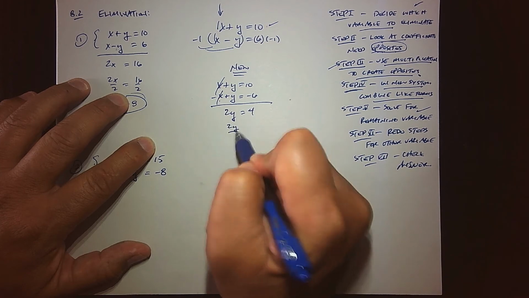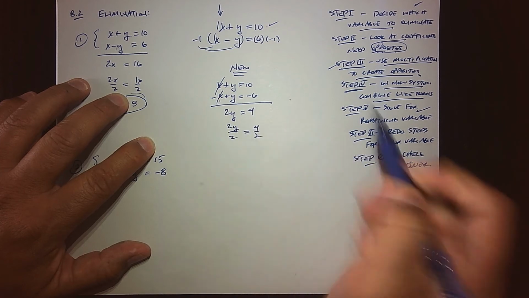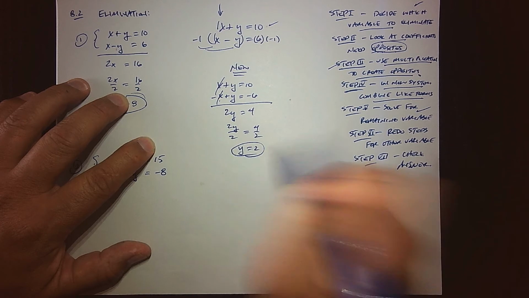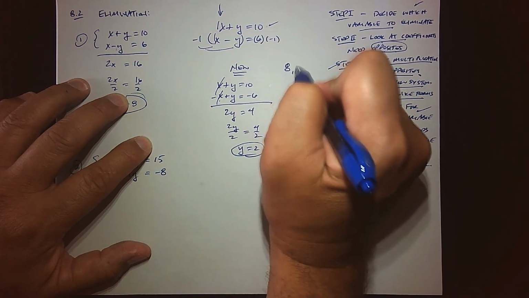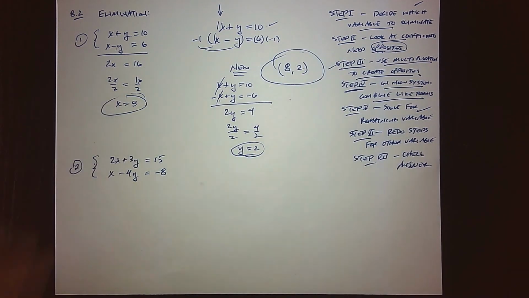So I'll take both sides and divide it by 2, and we get y equals 2. So what's the ordered pair that solves this system? Well, it's the same ordered pair that we saw for graphing, that we saw for substitution, and now we get for elimination. And so it's (8, 2).